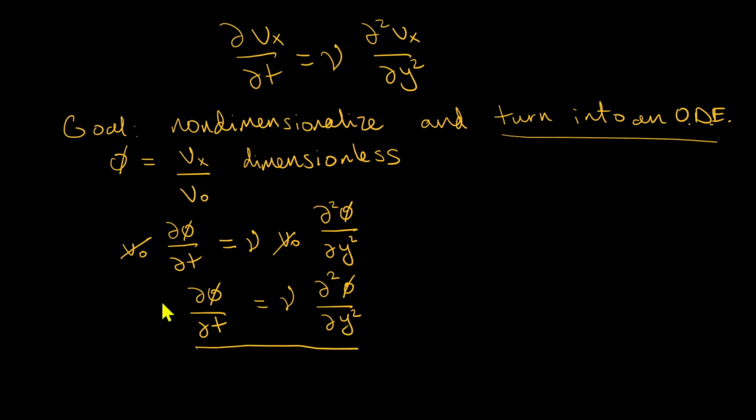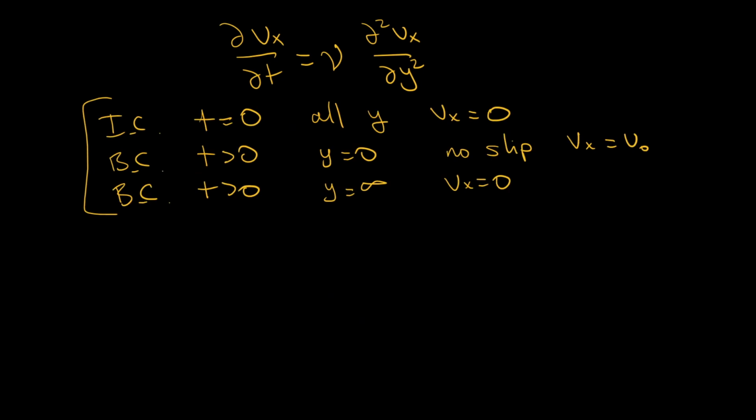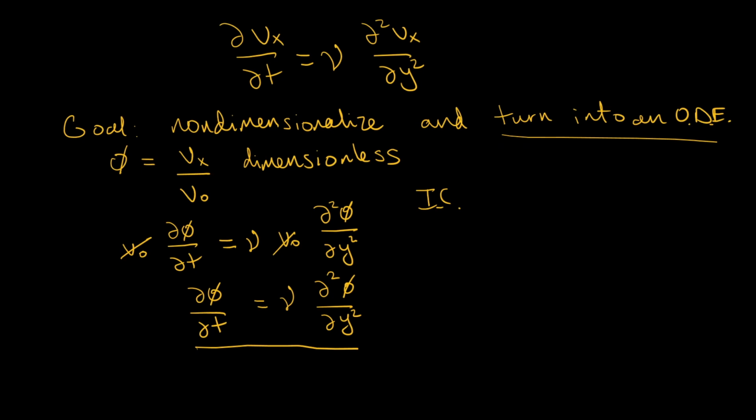We can go back to our initial conditions and boundary conditions and try to write them in terms of this new variable phi. If you remember our initial condition, I can jump back to that previous slide here, is that at t equals 0, for all y, our velocity is equal to 0. And we can directly rewrite that. For t equals 0, all y, phi is equal to 0, since phi is just our velocity in the x direction divided by v0.